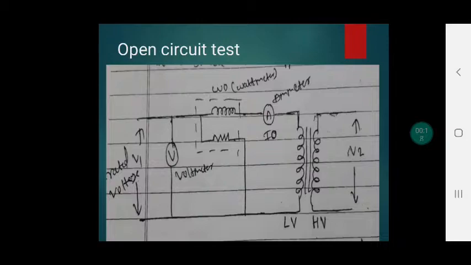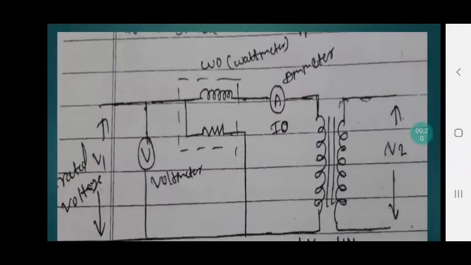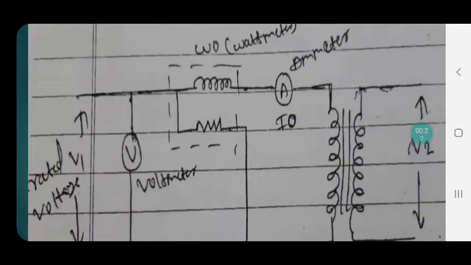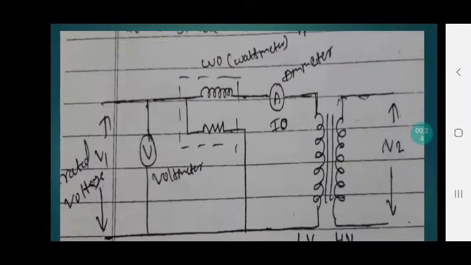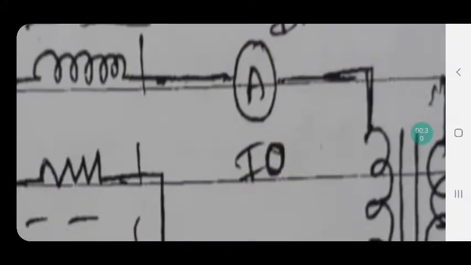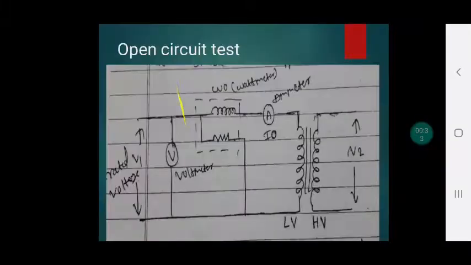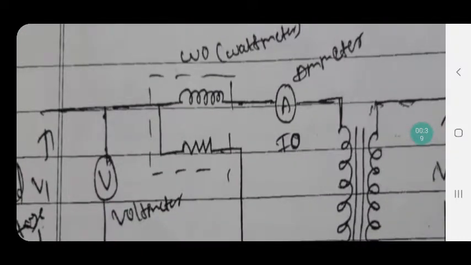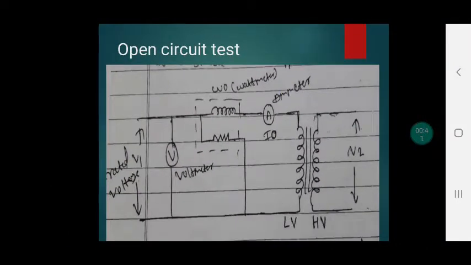So this is the circuit diagram of the open circuit test. V is the voltmeter which will read the rated primary voltage. This ammeter, I naught, will read the rated primary current. This wattmeter W naught will read the no load power.